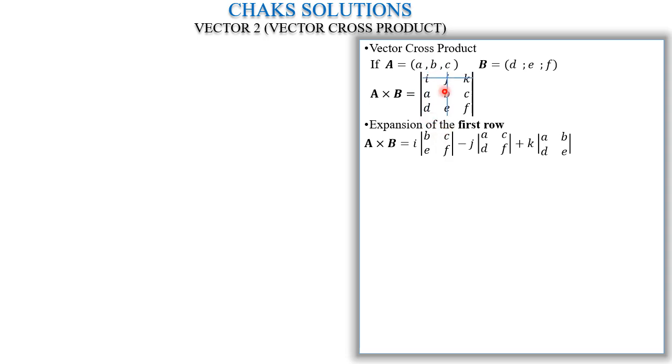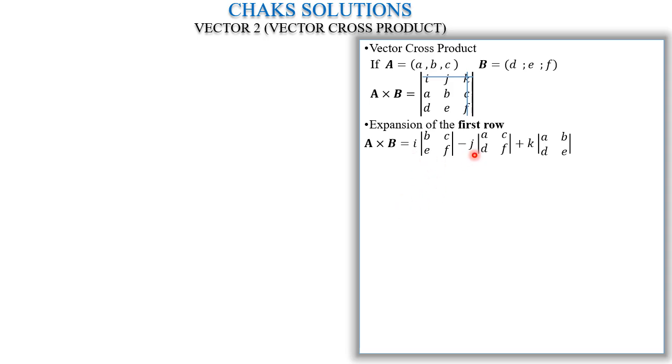Then we go to the next one. It's going to be minus j. Then you close the row of j and the column of j, then it's going to be (a, c; d, f). Remember, it's minus j, so it's minus j. Then plus, we go for k. We close the row of k and the column of k, so we are left with (a, b; d, e). So if you simplify this, a times b will give you a new vector.